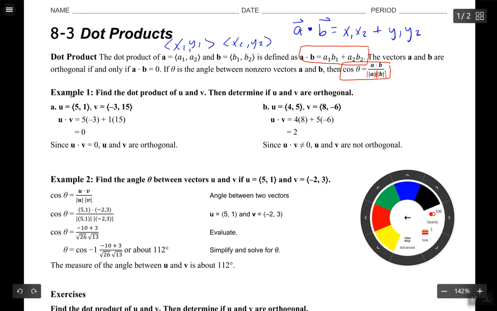They gave us, so this is x1, that's y1, this is x2, this is y2. So to do the dot product, you multiply the x's, you add it to the multiple of the y's. Oh, I forgot one important thing. Look right here. Remember how I said that we use it to see if things are perpendicular? Their dot product is 0 if they're orthogonal. Orthogonal means perpendicular.